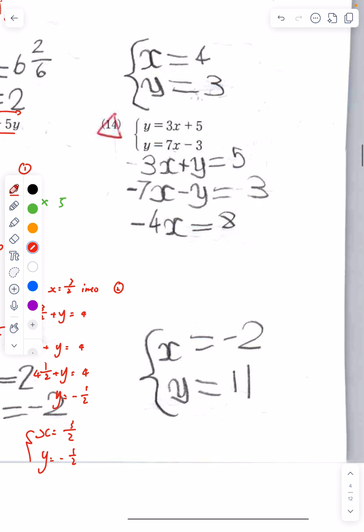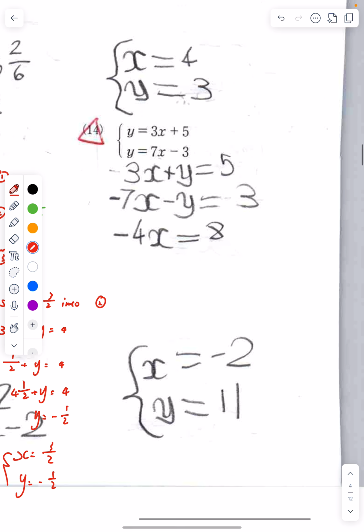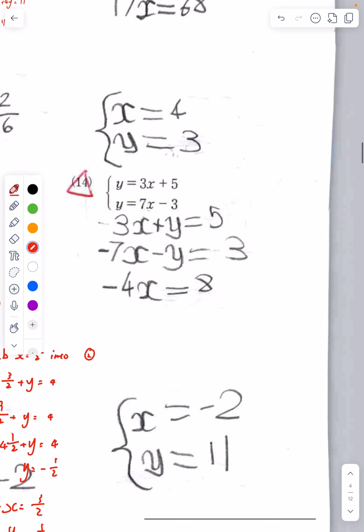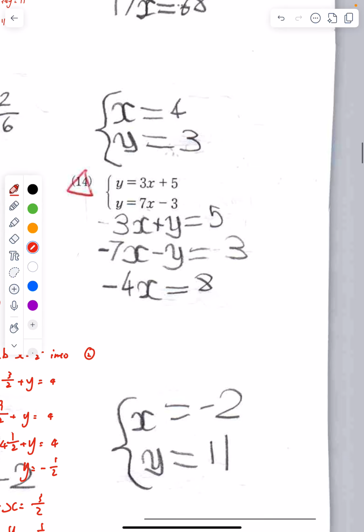Alrighty, question number 14. Let's see, is there any way that we can do this one easier? So if you see, we can actually use equation number 2 subtracting equation number 1, right? So let's use number 2 subtracting number 1. Notice that for this question, I'm not really changing any variables to the left side. The reason is because I already have y on the left side. It'd be easier for me to just subtract right away, right?